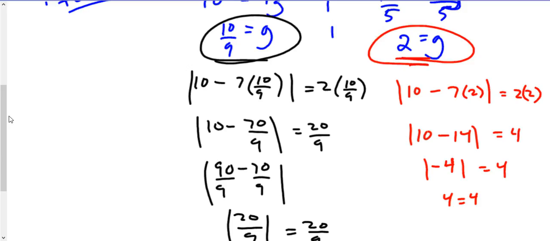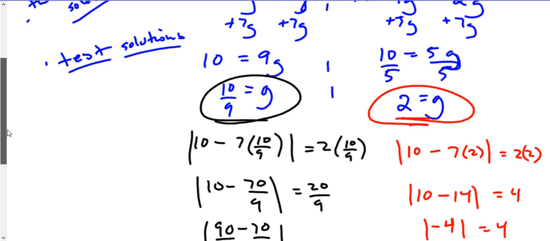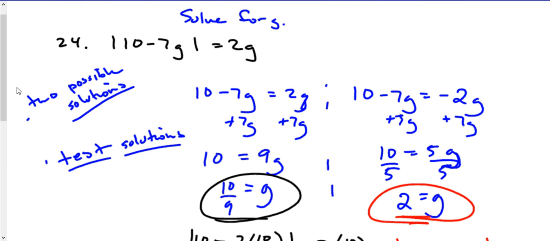All right. So that was our third example of how to solve absolute value equations. Key thing is, once again, whenever you're dealing with absolute values, you have to create two possible equations, two possible scenarios, and then make sure you test the solutions when you're solving.